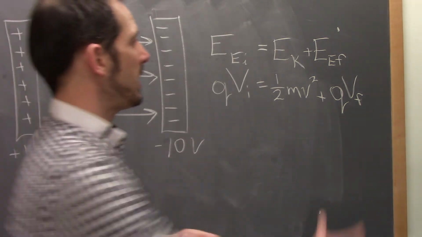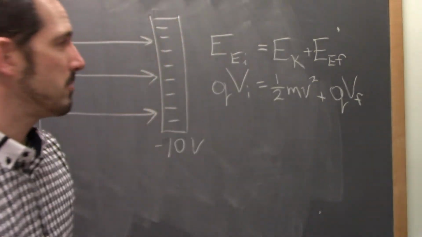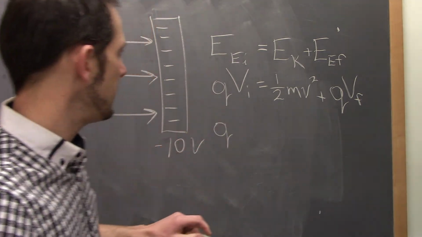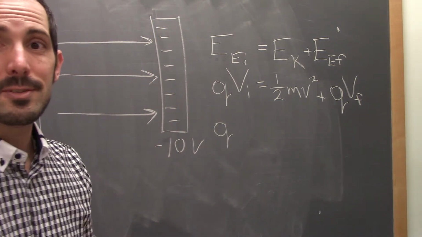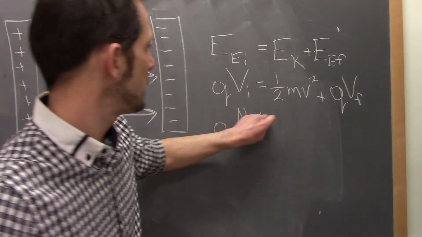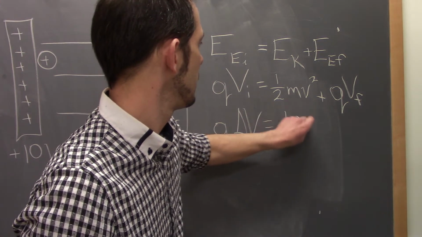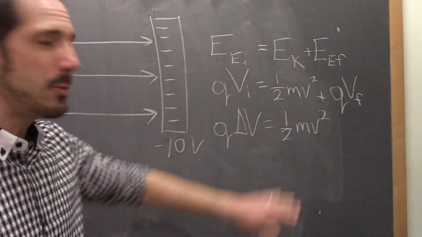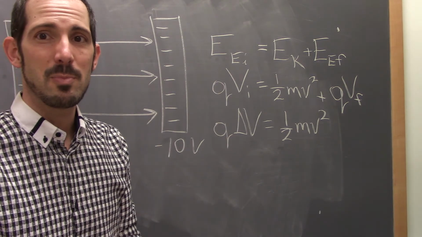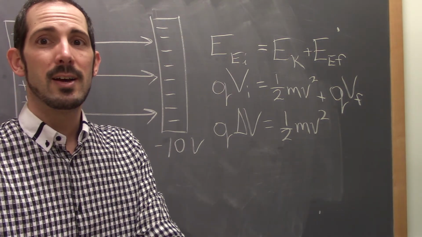Now to solve for v, we have to bring QV final to the other side, so we would have QV initial minus QV final. So that's Q times V initial minus V final, or delta V, the change of potential that we go through. So Q delta V is equal to 1/2 mv squared. And now we can rearrange this expression to solve for what the velocity is. And we can find out the velocity just depends on knowing, well, how much charge is there? How much mass is there?